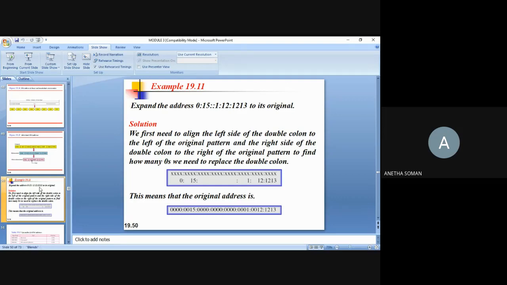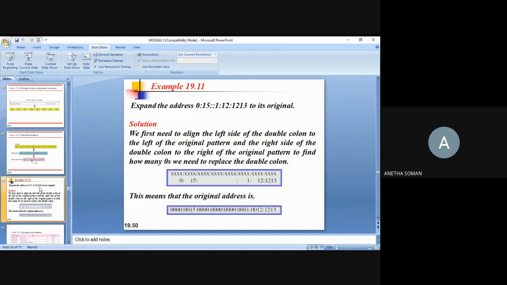The first byte's hex value given is 0, and each byte is given, so 0 to 15. Stop it there. Now start from the double colon, stop there, and go to the last end. You put 1, 2, 1, 3 in the last group, then 12 before that, then 1 before that. Then after that, count how many hex digits remain to be filled, and that many zeros you have to accommodate. That is how you find the original address.